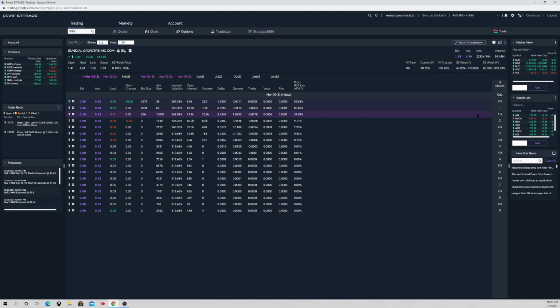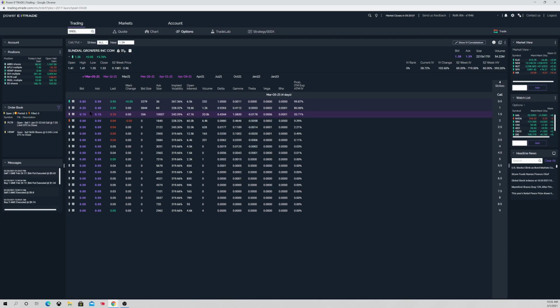Options contracts are also traded in 100 share increments. So this 10 cents is actually $10 right here. Every contract is worth 100 shares of a stock.